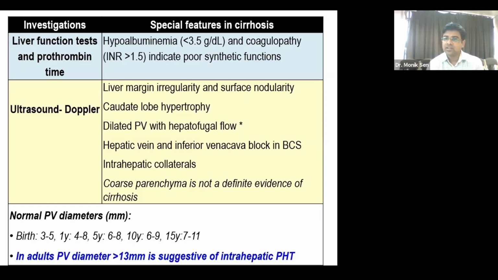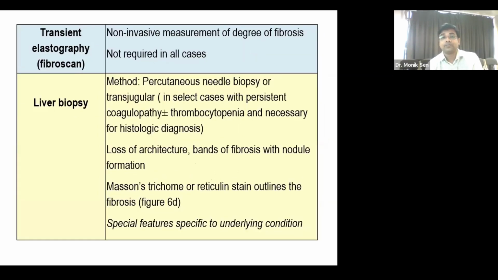Hepatic vein and inferior vena cava block occur in Budd-Chiari syndrome. Intrahepatic cholestasis and post-parenchymal changes may be present in cirrhosis, but they are not definite evidence of cirrhosis. Transient elastography, which is also known as FibroScan, is a non-invasive measurement of the degree of fibrosis. It is not required in all cases.